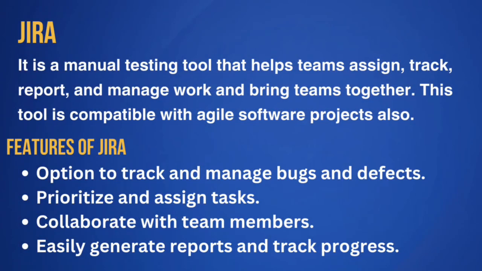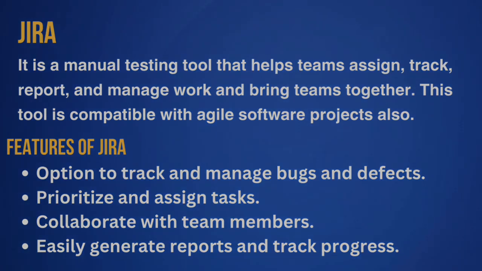Jira. It is a manual testing tool that helps teams assign, track, report, and manage work, and brings teams together. This tool is compatible with agile software projects also. Features of Jira. Option to track and manage bugs and defects. It prioritizes and assigns tasks, collaborates with team members, and also easily generates reports and tracks progress.